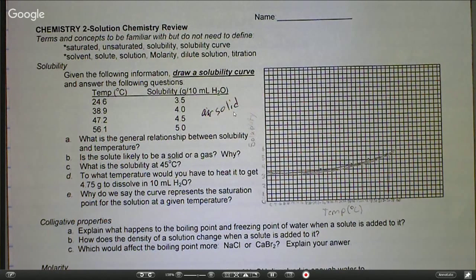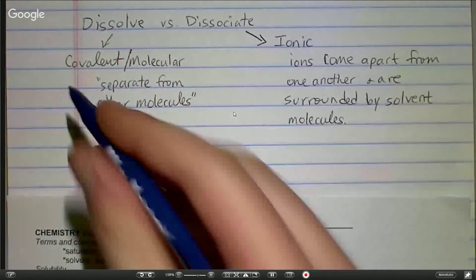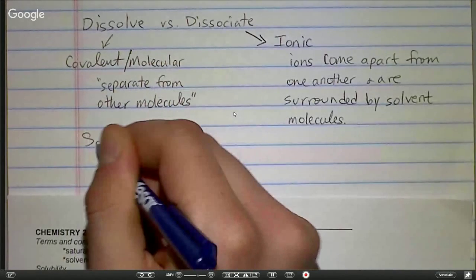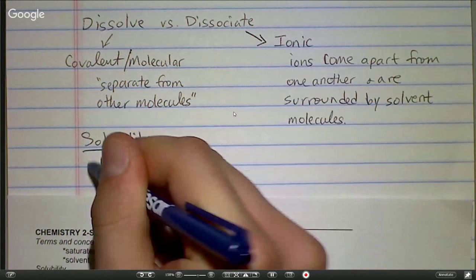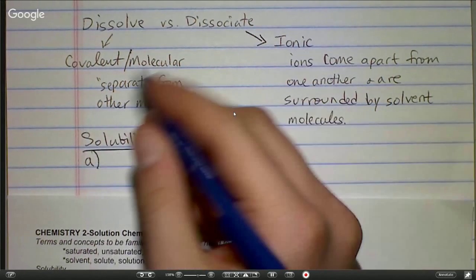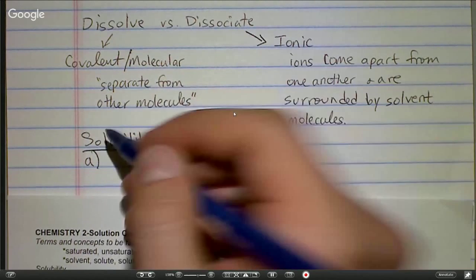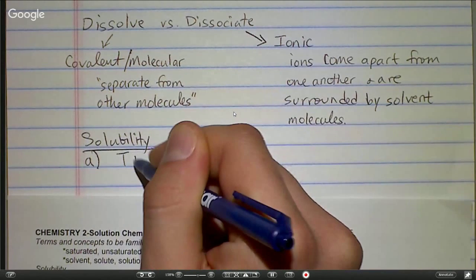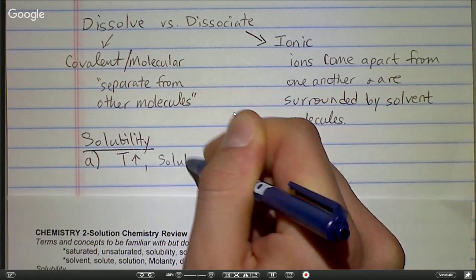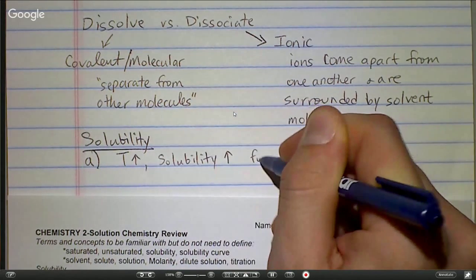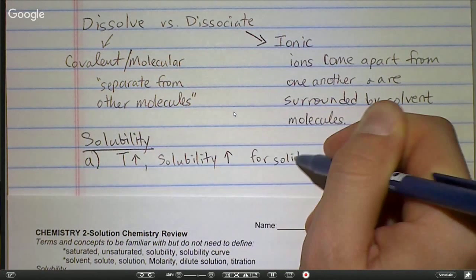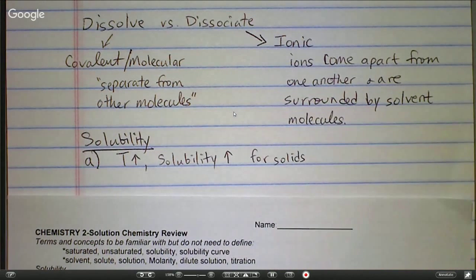So in A, what is the general relationship between solubility and temperature? So put solubility here. So A, solubility and temperature, the general relationship is that as temperature goes up, so does solubility. Understanding that this is for solids, okay, or solid solutes.